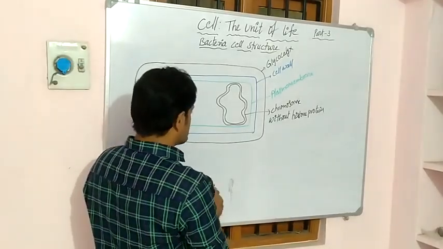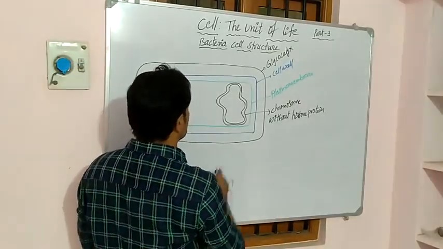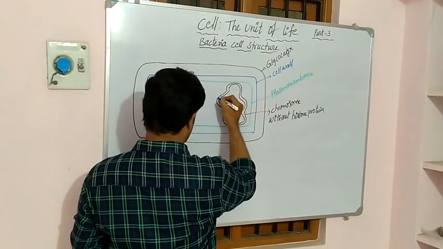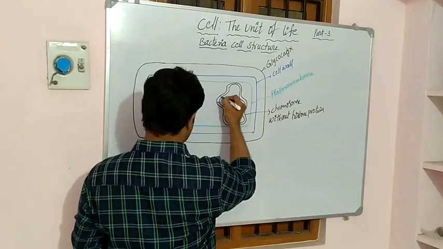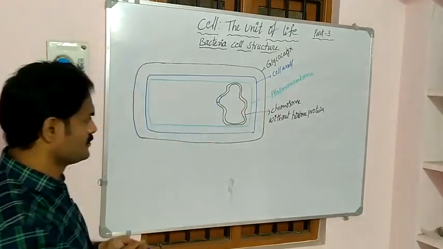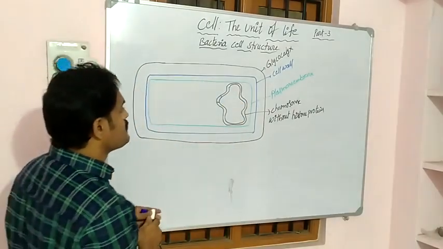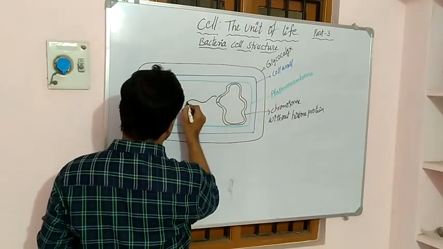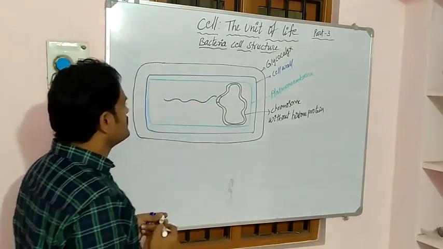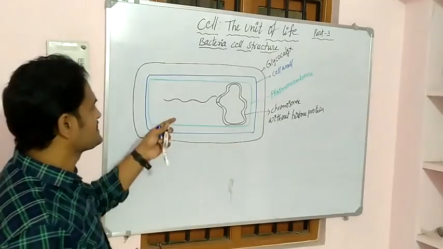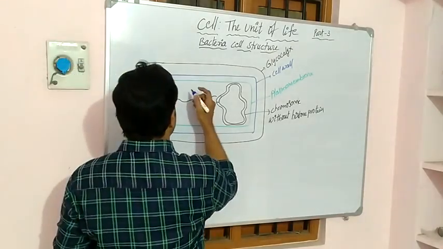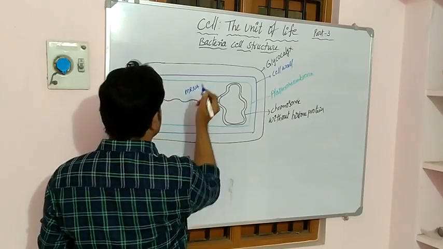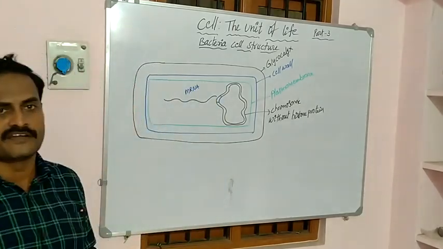Okay, some portion of the chromosome. Already the chromosomes are made up of DNA. Some portion of the chromosome is modified into a long thread-like structure like this. This long thread-like structure is called mRNA. This is called what? mRNA.